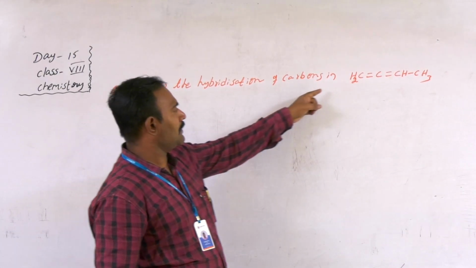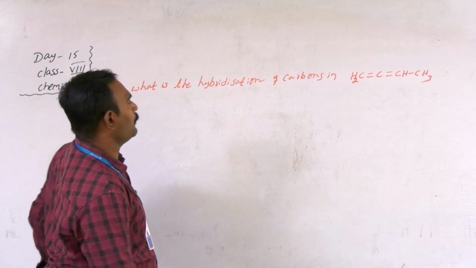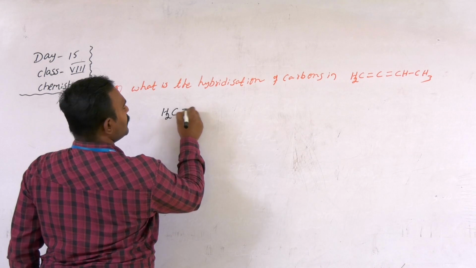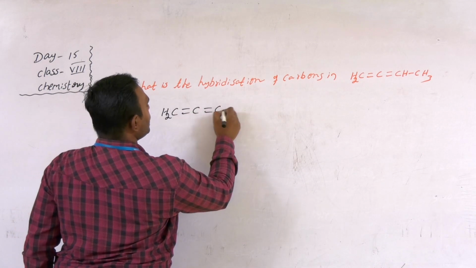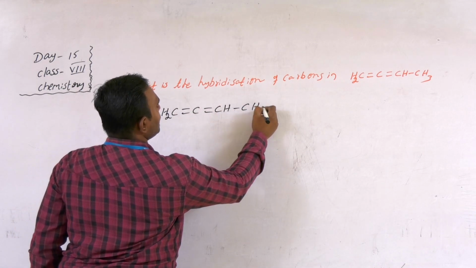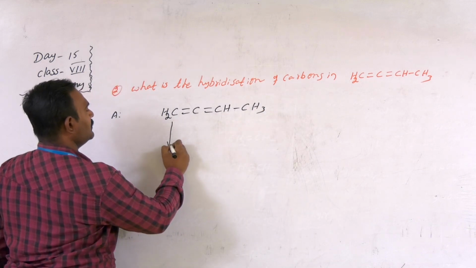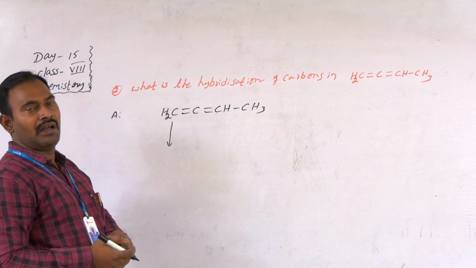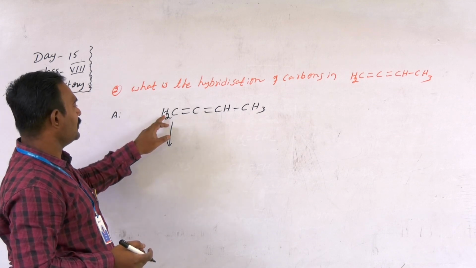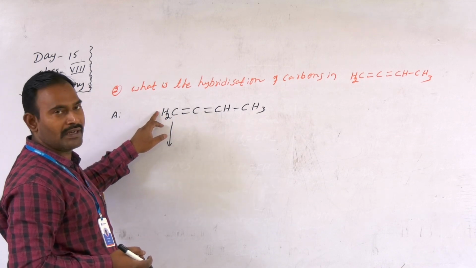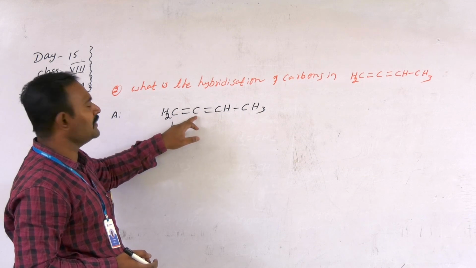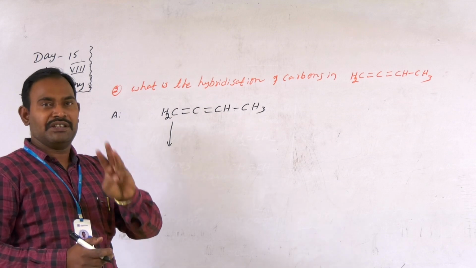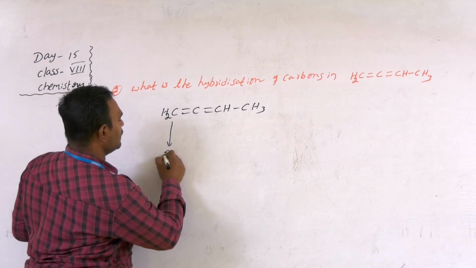What is the hybridization of carbon atoms in the given compound? Now see here, the given compound is CH2 double bond C double bond CH, CH3. Coming to this carbon, how many sigma bonds are there? 3 sigma bonds, no lone pairs. Here 2 sigma bonds with the 2 hydrogen atoms and 1 sigma bond with this carbon atom. So what steric number do we get? 3.